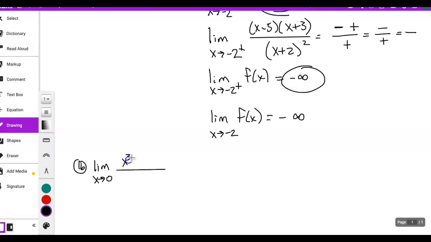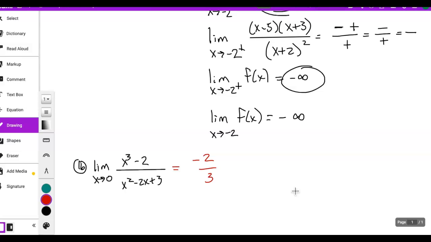of x cubed minus 2 over x squared minus 2x plus 3. If you direct substitute 0 into that, you get negative 2 over 3. You're done. That's the limit. So sometimes direct substitution just gives you a number and you're all done.